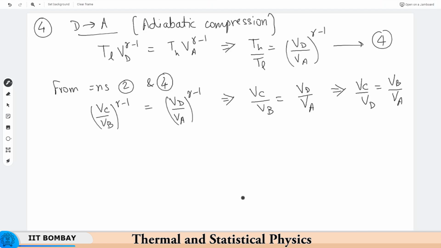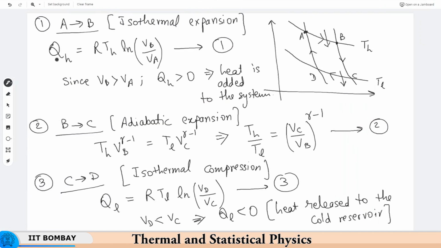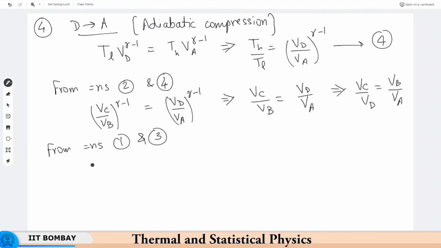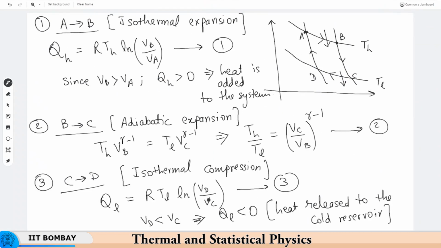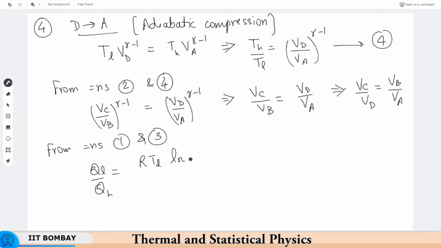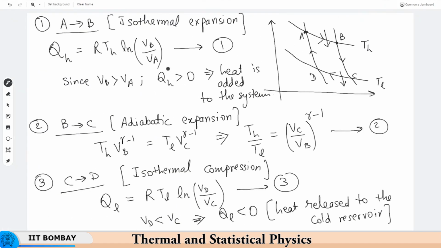So, this is what we get from equations 2 and 4, and now we can divide equations 3 and 1. Equation 1 is the expression for QH and equation 3 is the expression for QL. So, I can clearly see that QL divided by QH is equal to R TL log of VD by VC, divided by R TH log of VB by VA.